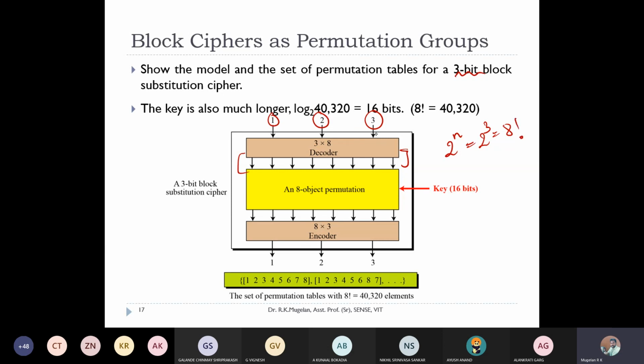So now we can see the different combinations of keys. There will be 8 factorial different types of keys. So 8 factorial gives me 40,320 different types of keys, and I can use any one from these. So what will be the size of the key? Again here it is log to the base 2 of n factorial. So log to the base 2 of 40,320 gives me 16 bits. So the key size will be a 16-bit key.